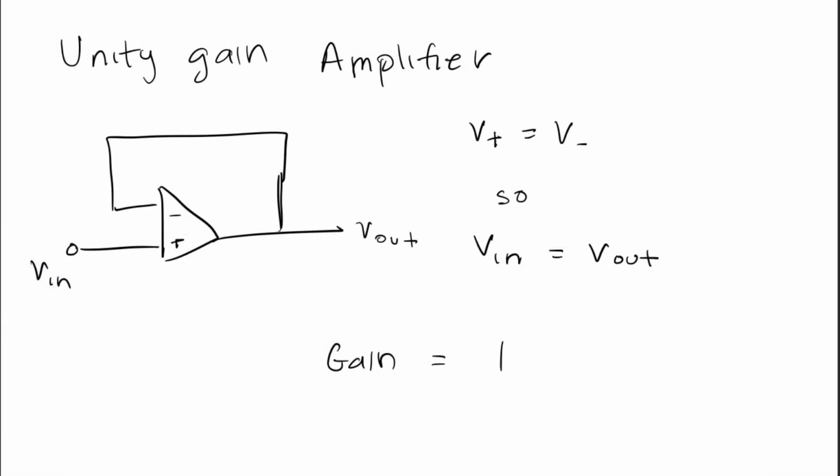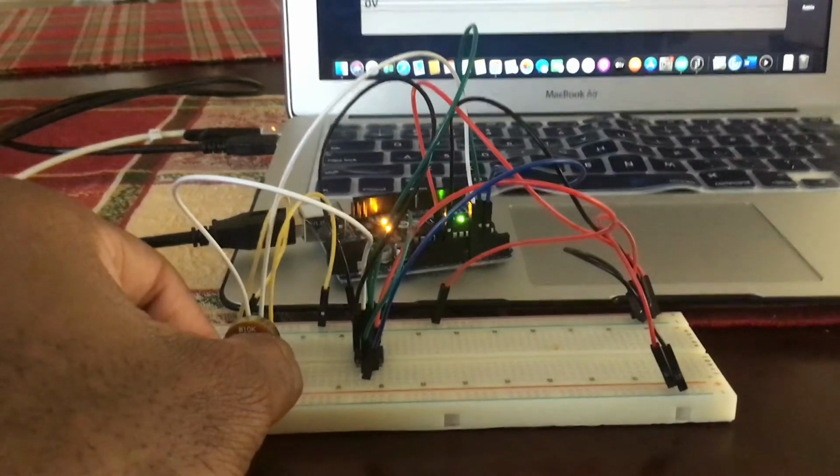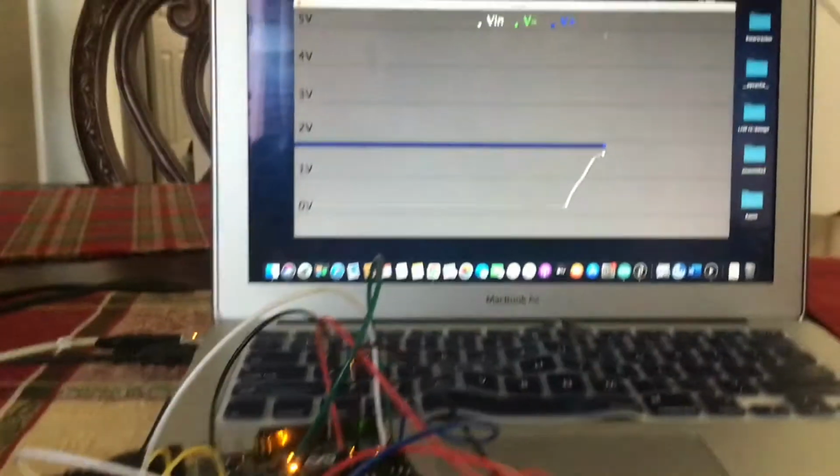For the unity gain amplifier, we know V plus must equal V minus. This leads us to see that V in equals V out. So for this amplifier, there is a gain of 1. Here is the unity gain amplifier in action.